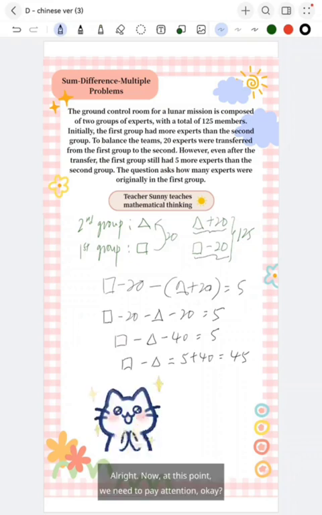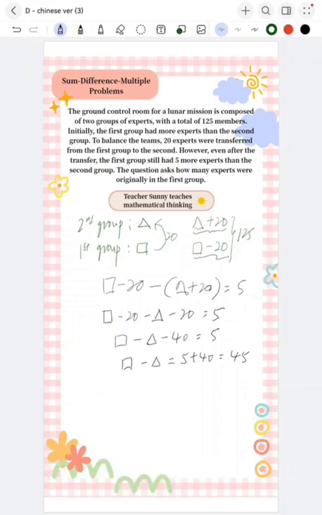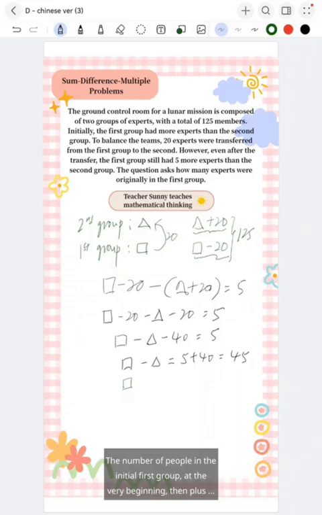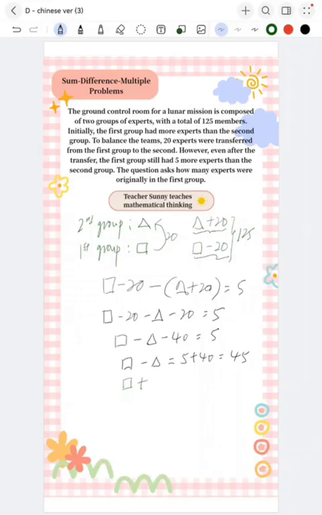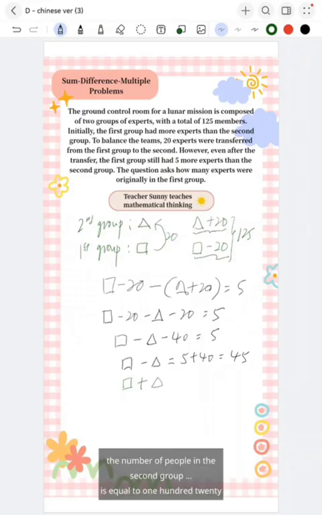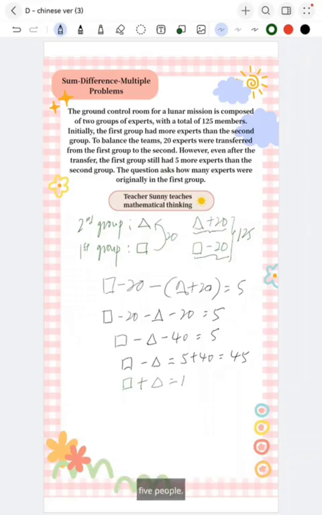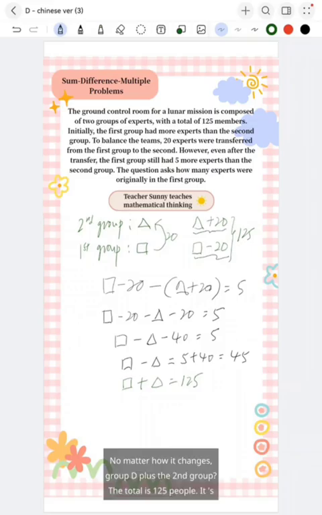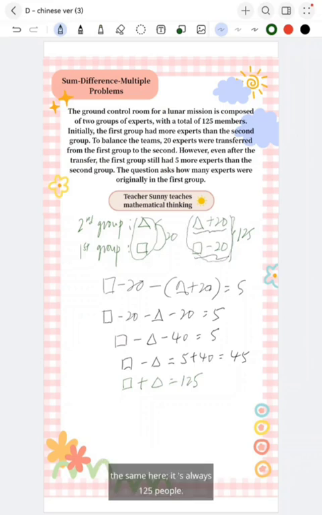All right. Now, at this point, we need to pay attention, okay? The number of people in the first group at the very beginning, plus the number of people in the second group, is equal to 125 people. So no matter how it changes, the first group plus the second group, the total is 125 people. It's the same here. It's always 125 people.